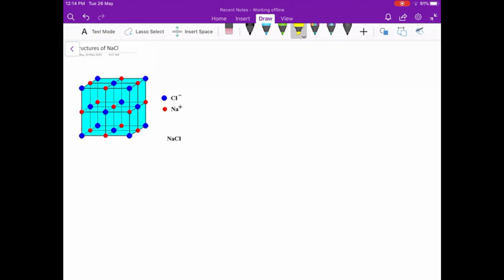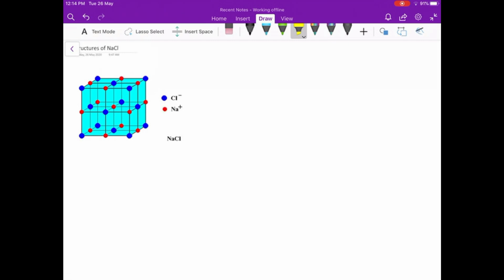Now, as you can see there in the picture, I'm taking the help of the picture, it will be a lot easier for me to explain that. If you see those blue dots and red dots, they actually represent the two different ions. Sodium ions are represented by the red dots, and blue color is the representation of your chloride ion.